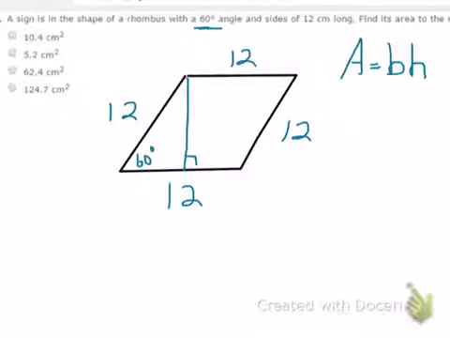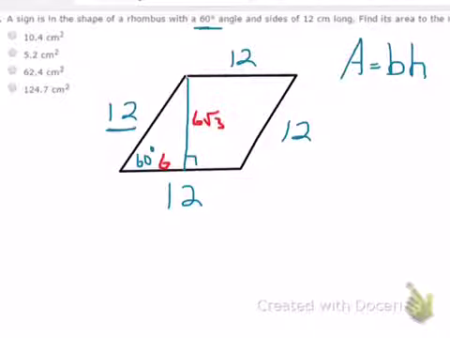So immediately when we label it, draw the height of the rhombus, we see that we're dealing with a 30, 60, 90 triangle. And I know that the hypotenuse of this 30, 60, 90 triangle is 12, which means the short leg right down here at the bottom is going to be half of that. That's 6. And the height, the long leg of the 30, 60, 90 triangle is going to be 6 times the square root of 3.